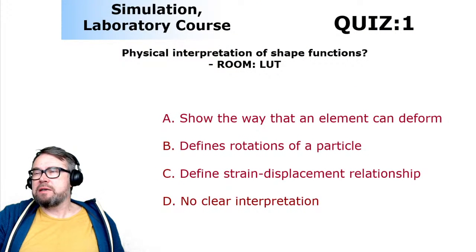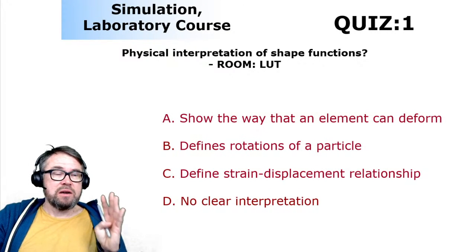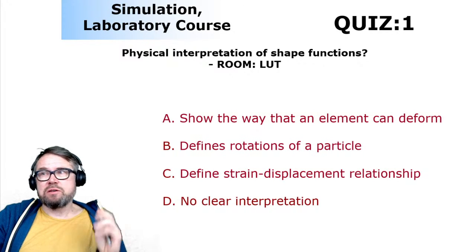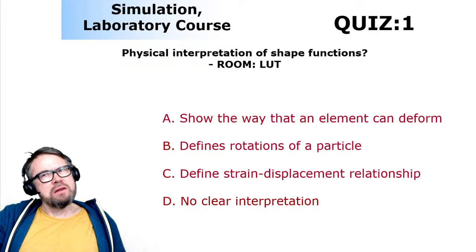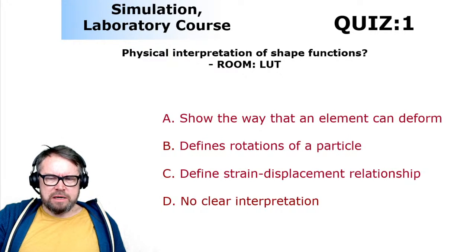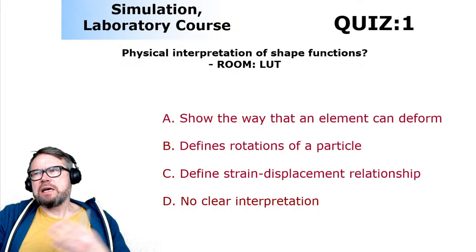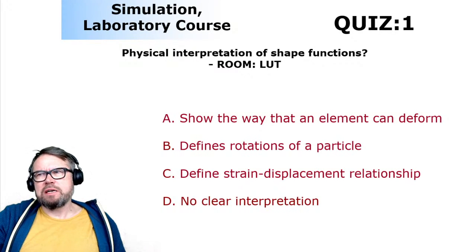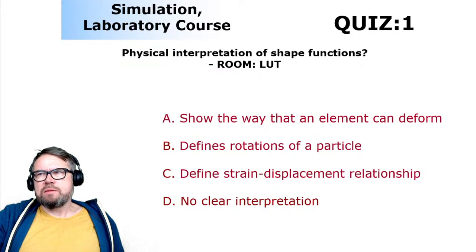And let me go back here. So defines the rotation of the particle. Remember, that's very incorrect because, again, particles do not have these rotational degrees of freedom. Define the strain-displacement relationship. No, that's not really the case because later we're going to learn how you can define the element behavior. That's the one that defines the strain-displacement relationship. But it definitely shows you the way that an element can deform.